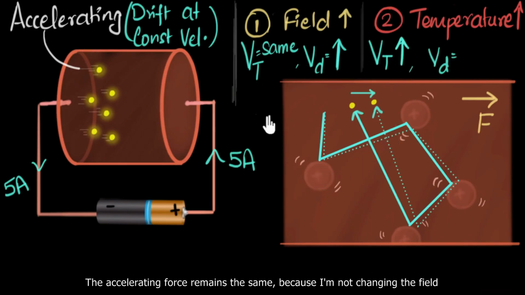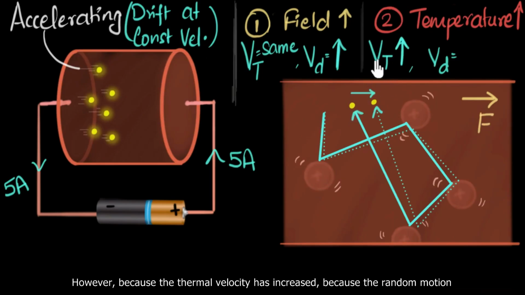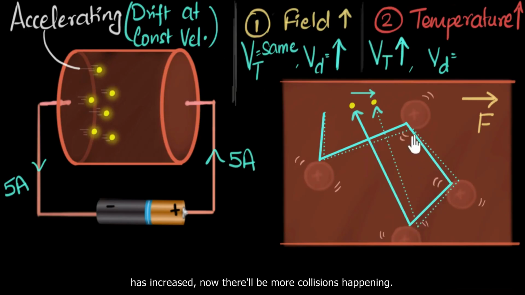Well, let's see. The accelerating force remains the same because I'm not changing the field now. However, because the thermal velocity has increased, because the random motion has increased, now there will be more collisions happening. Ooh, because of more collisions, I will have more retarding force, more opposing force. Yeah, that's the word I wanted to use. And as a result, because there's a stronger opposition because of more collisions, you can now expect the drift velocity to become lower.